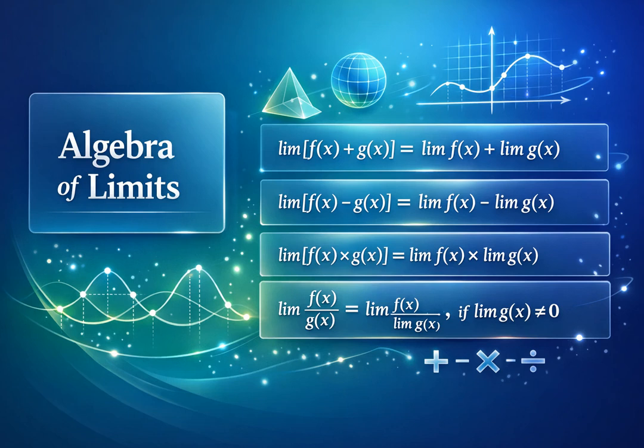The algebra of limits makes calculations easier. The limit of a sum equals the sum of limits. The limit of a difference equals the difference of limits. The limit of a product equals the product of limits. The limit of a quotient equals the quotient of limits, provided the denominator's limit is not 0.